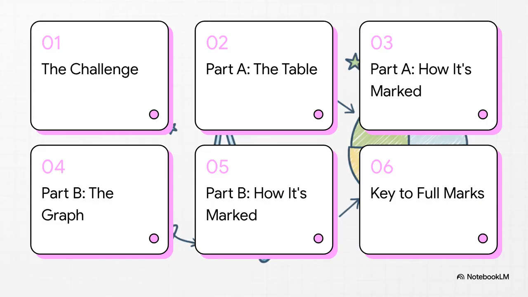Let's go. So here's our game plan. We'll kick off with the challenge itself, a quadratic graph question. Then we'll tackle part A, filling in that table and, crucially, see how it's marked. After that, we'll do the exact same thing for part B, drawing the graph, and we'll finish up with the key things you need to remember to walk away with full marks.